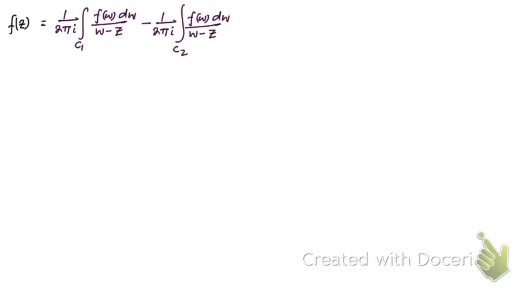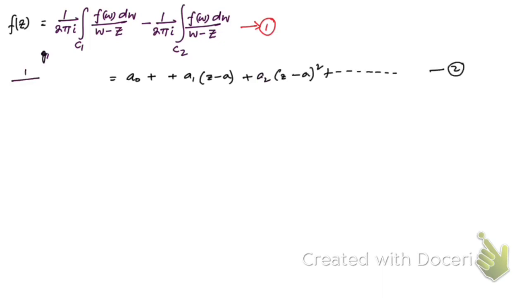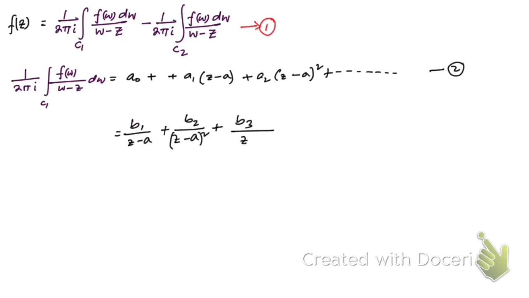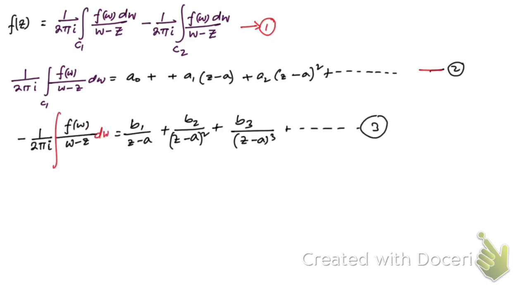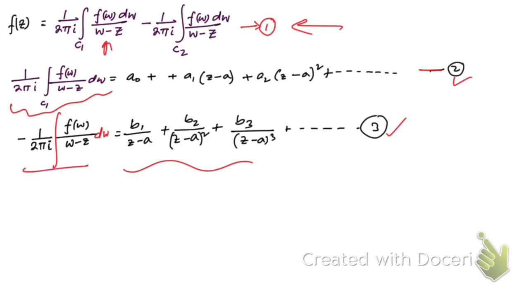So here you see this was equation number 1, right? Let me write equation number 1, and let me write the value of the first integral, that is equation number 2. This is the value of the first integral, right? Similarly, let me write the second integral of equation number 1 as well. This is the value of the second integral of equation number 1, right? So equations 2 and 3. Now let me use equations 2 and 3 in equation number 1.